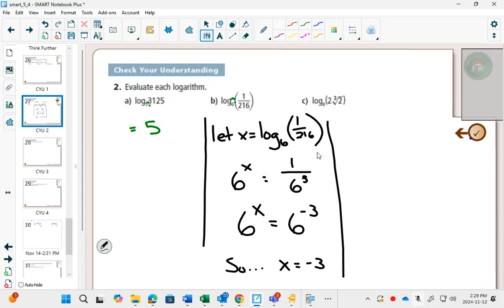Anybody have any gut feelings? 8 to what exponent is 2 cubed root 2? Okay? So then I would say let x equal, because the only way that you'd be able to change to exponential form is if you had an equation, and the only way to have an equation is to introduce an x.